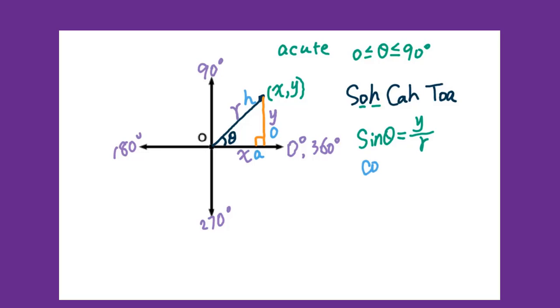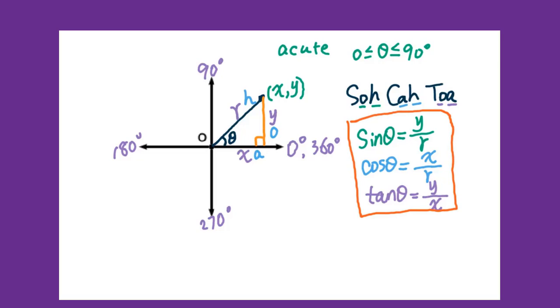For cosine theta equals A over H. That means x over r. Then we got tangent theta equals O over A. That means y over x. This is a very, very important formula you need to remember. Then let's go back to this right triangle.